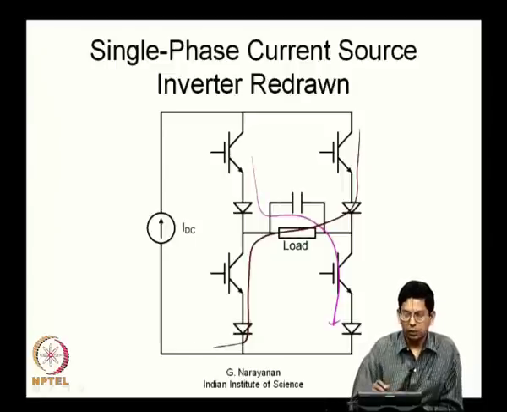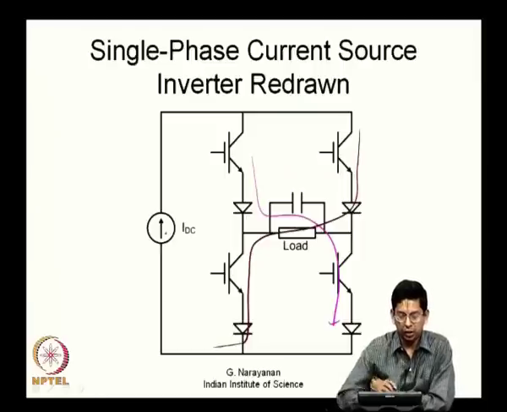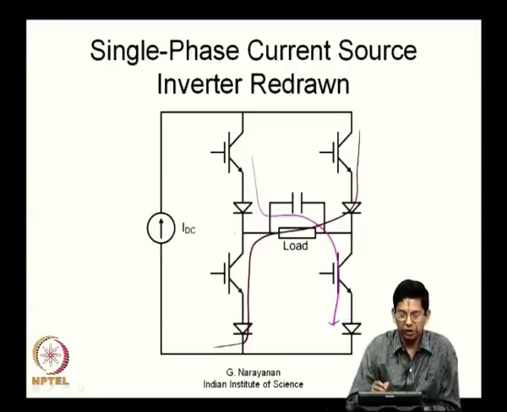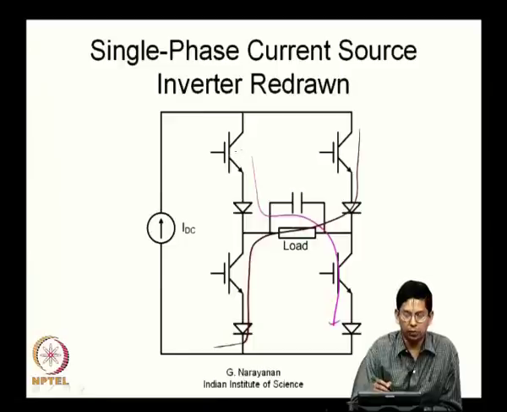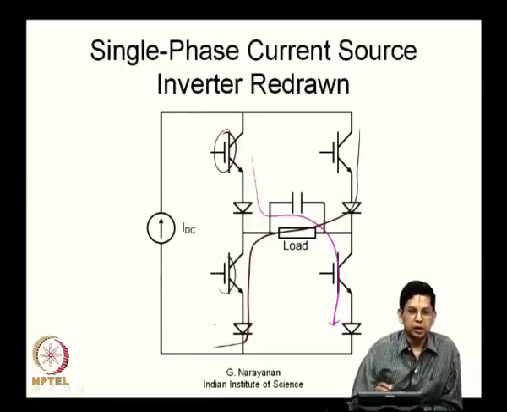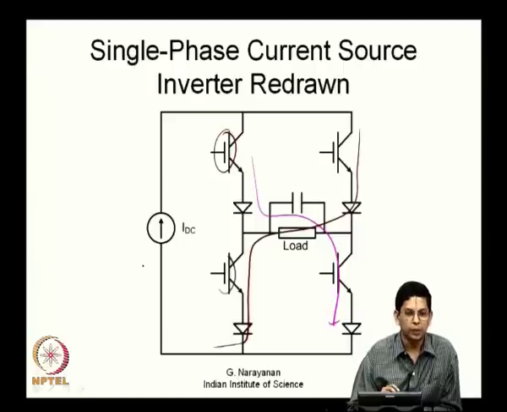Alright. So, it is also possible for both these switches, what is indicated as top and bottom, to be turned on, so that the current source is just shorted and there is no transfer of power between the current source and the load now.